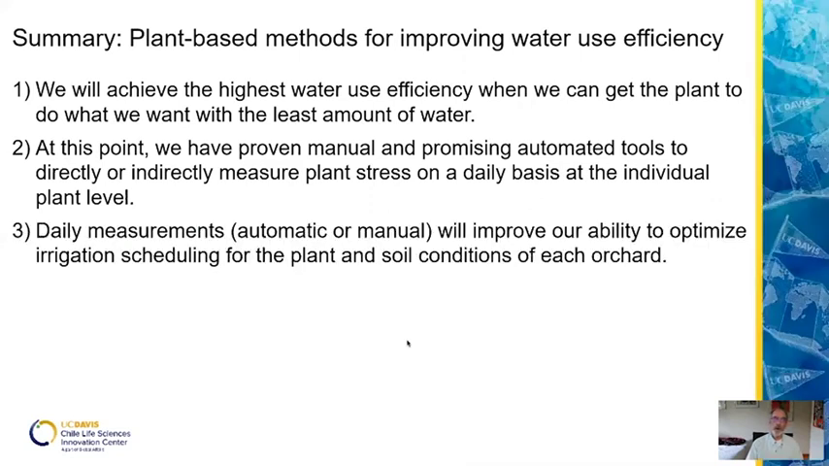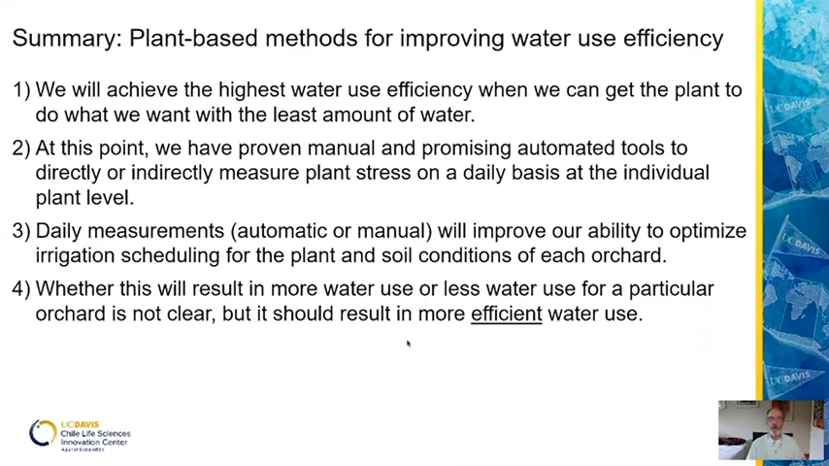And I think that the daily values, whether they're automatic or manual, will really help to understand how to schedule irrigations and whether your trees can deal with a much longer irrigation frequency or need a short irrigation frequency, when they do need and when they don't need water. And this means you can dial in your irrigation management for each particular orchard.